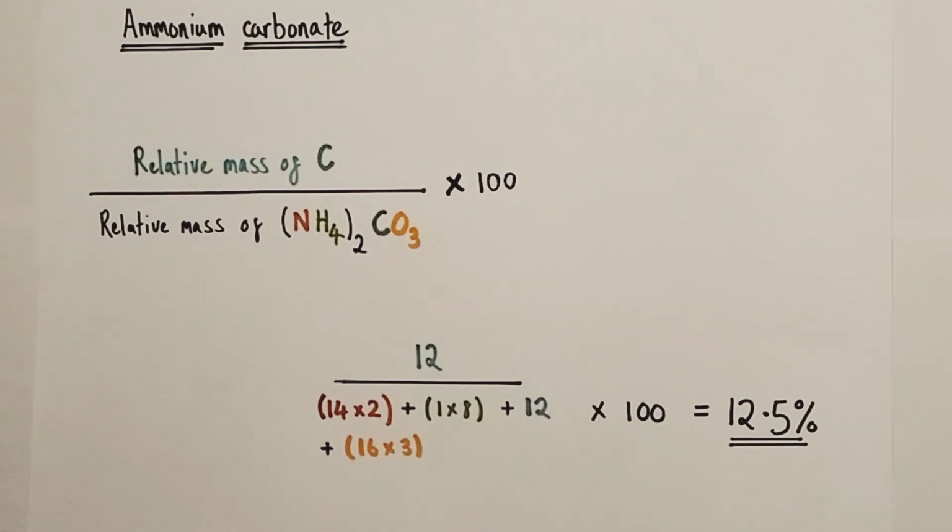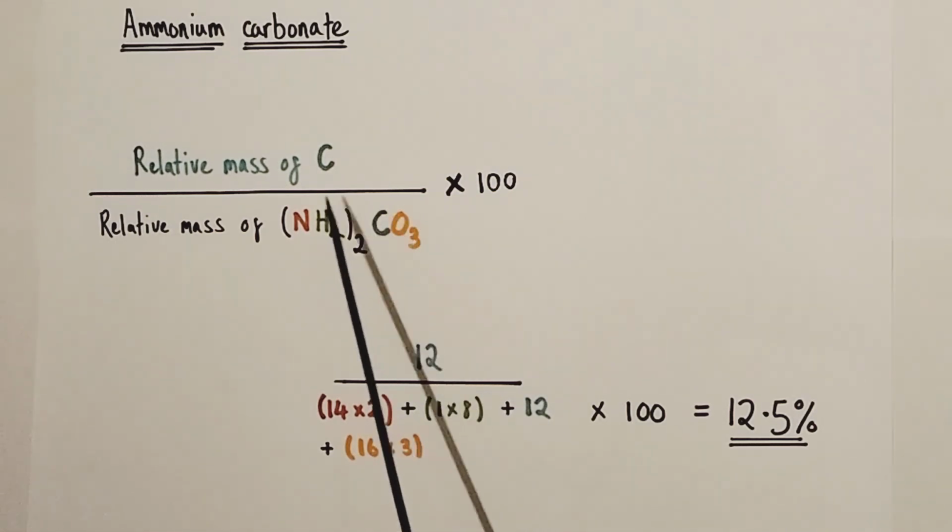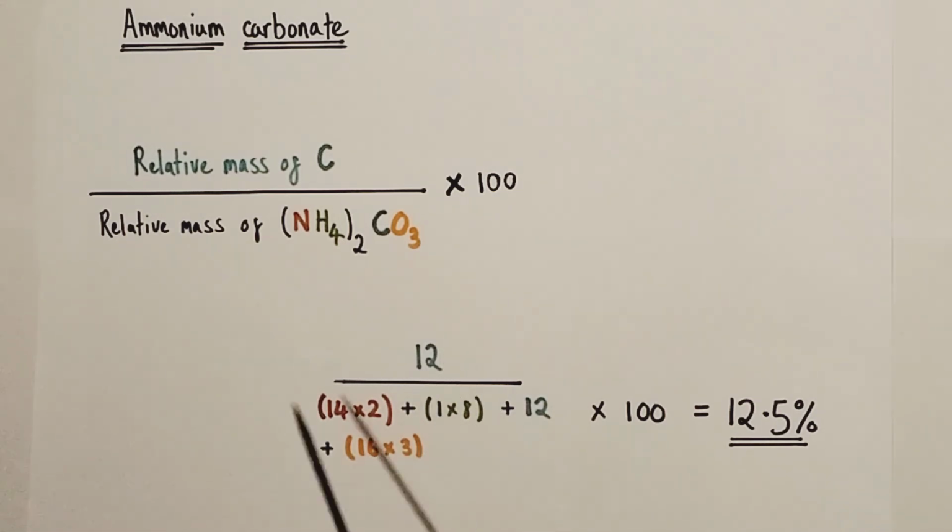So 12 is the mass number of carbon, and then looking at the formula, we've got N2, 14 times 2 for the 2 nitrogens, 4 hydrogens multiplied by 2, that's 1 times 8 for the 8 hydrogens present in the formula of this compound, 12 for the carbon again, and 16 times 3 for the 3 oxygens in the ammonium carbonate formula. So taking 12 divided by the sum of those values times 100 to convert to percentage gives us 12.5%, meaning in terms of relative mass, 12.5% of the mass of the compound is contributed by the element carbon.